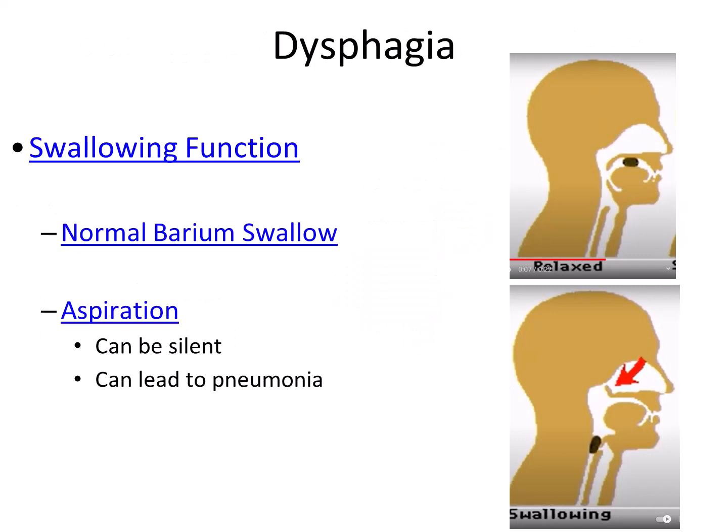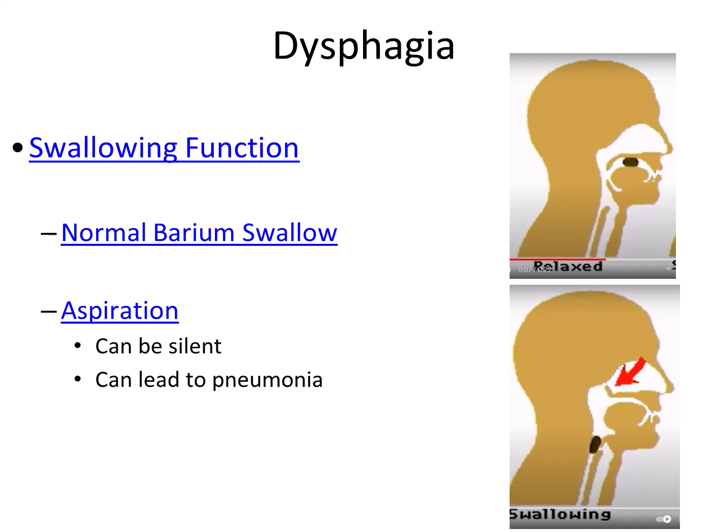Dysphagia. Okay, patients with dysphagia have difficulty swallowing. Okay, there's a couple of videos that are on this slide's presentation. If you click on the swallowing function, you'll see an example of normal swallowing function happening in an animated form. Next, there's something called a barium swallow. So there's a video on a normal barium swallow. So this is a person that isn't having dysphagia. And then finally, there's an aspiration. So it's a barium swallow where a patient is presenting with aspiration.